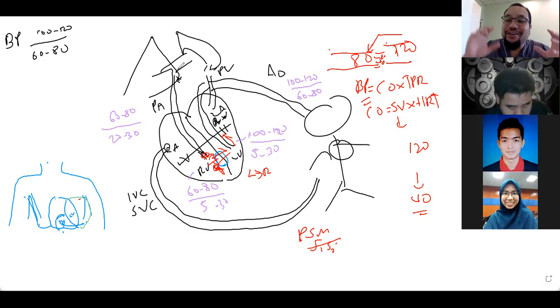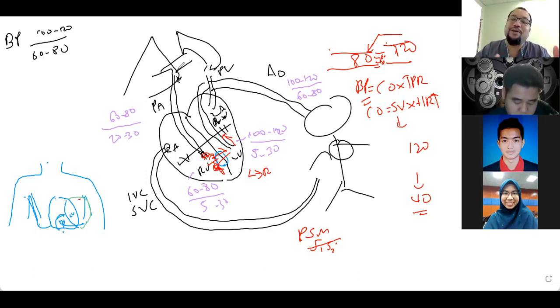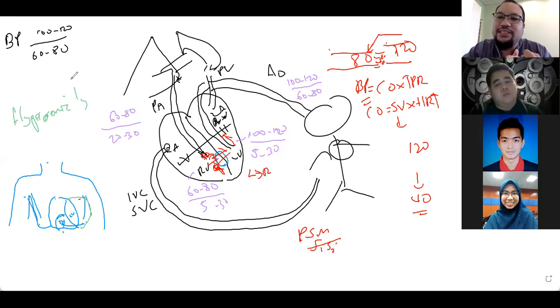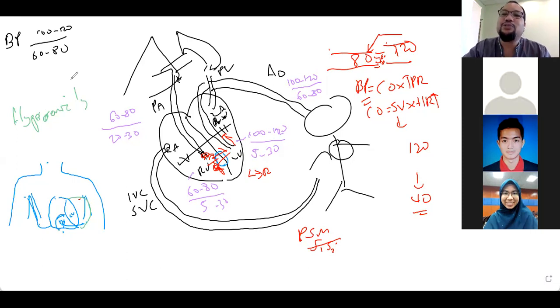Sebelum tu lagi adalah these are the signs of cardiac failure. You akan nampak apa? You akan nampak bat wing signs. Ni semua signs of hyperemic lungs. Hyperemic lung. Spelling pun memang teruk lah. So hyperemic lung maknanya fluid banyak dekat lungs. So you akan nampak curly B lines, fluid in the fissure, upper lobe diversion, bat wing signs. Kan? Increased vascular markings. So semua ni are signs of fluid overload in the lungs.